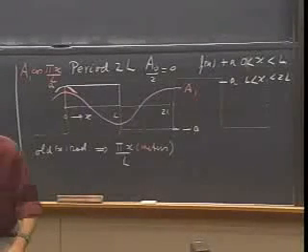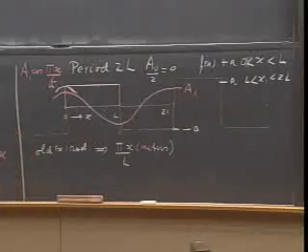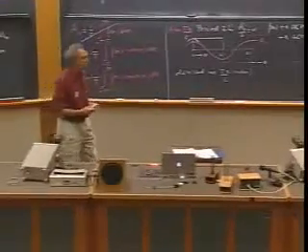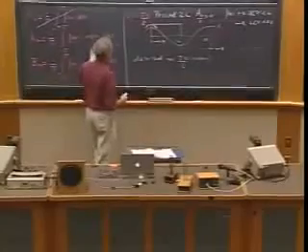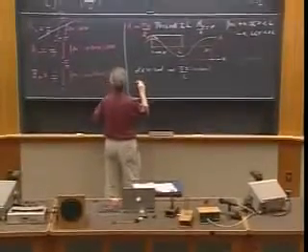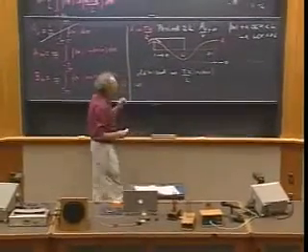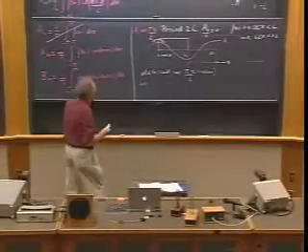To put it in a more intellectual way, a way that mathematicians would use, a cosine function is an even function.